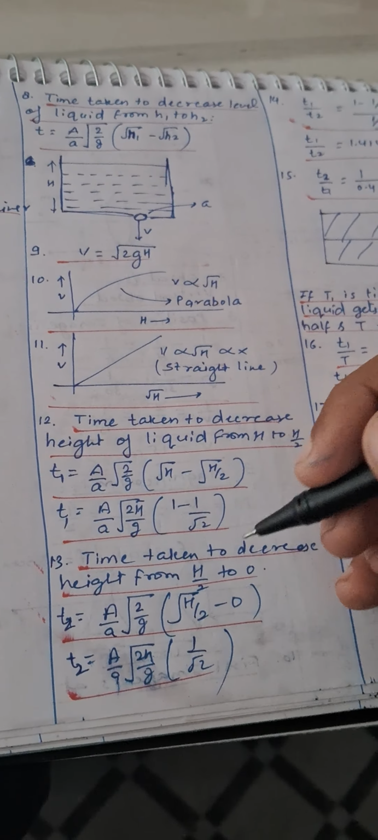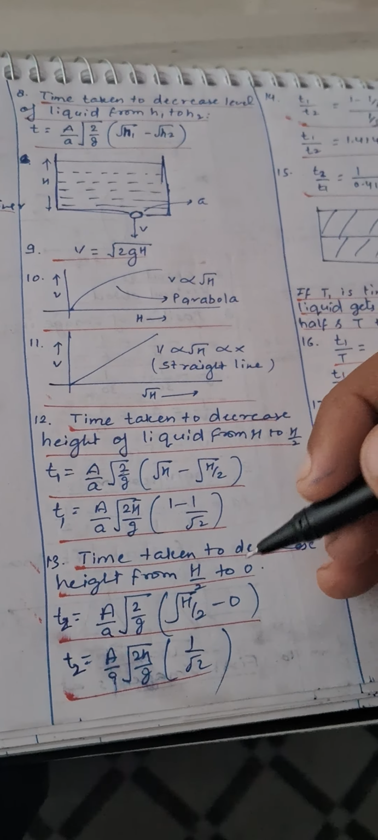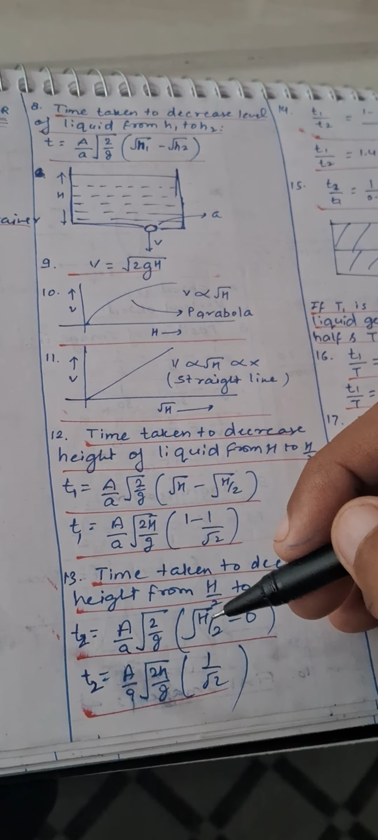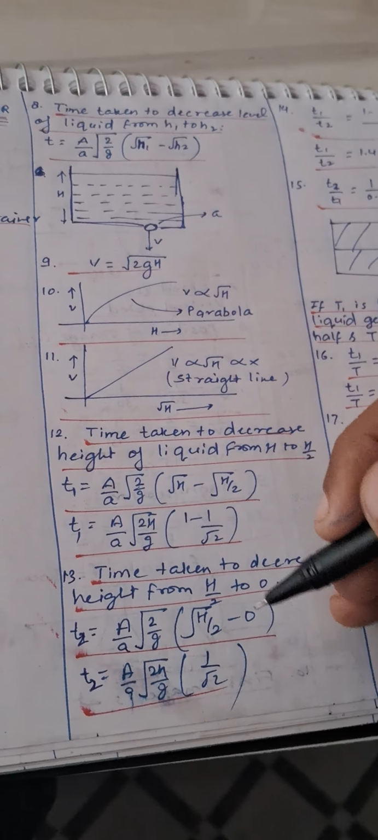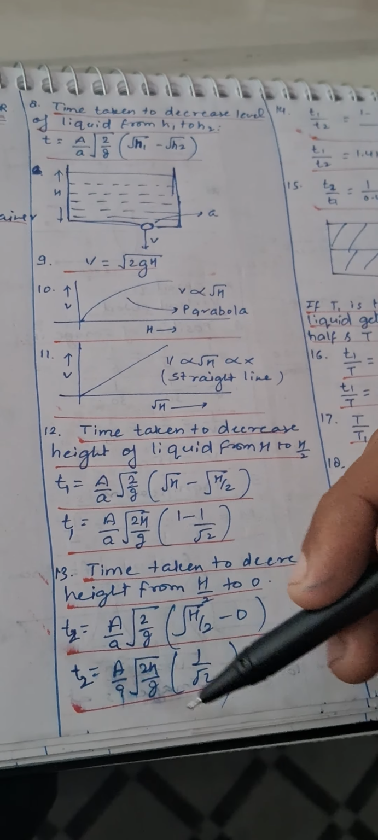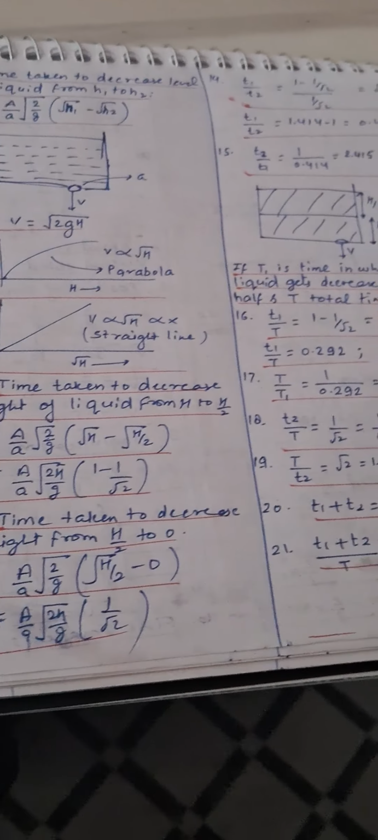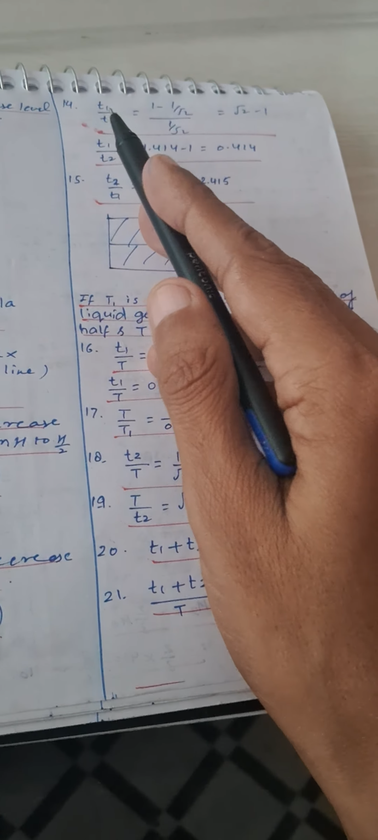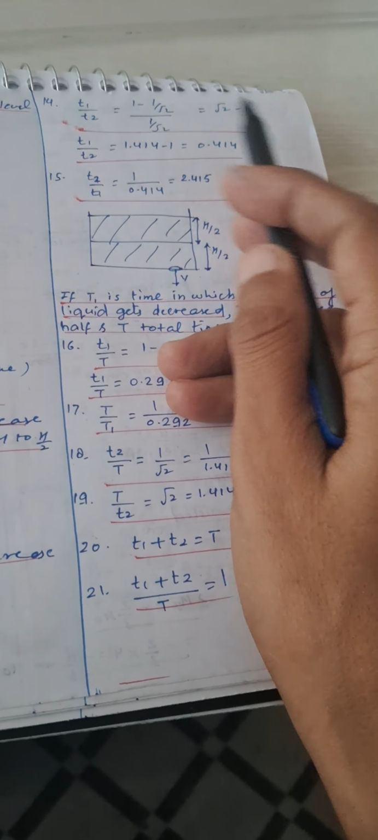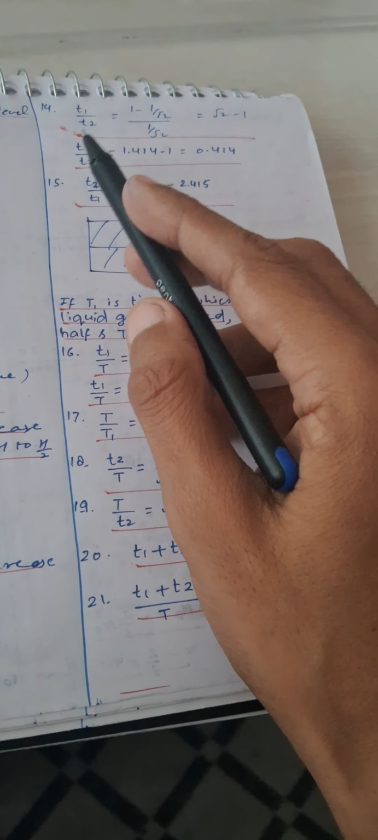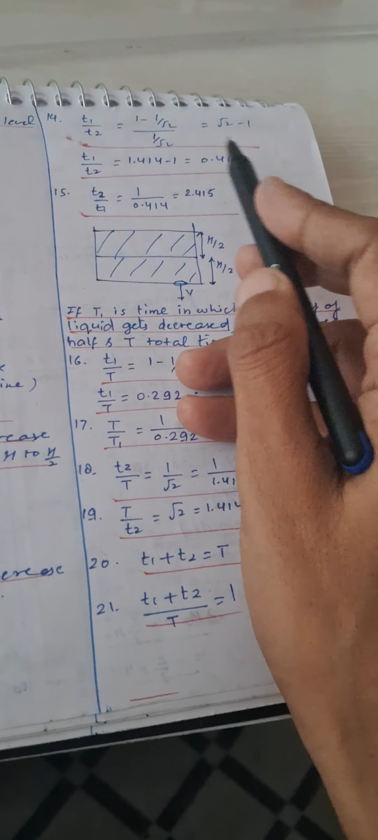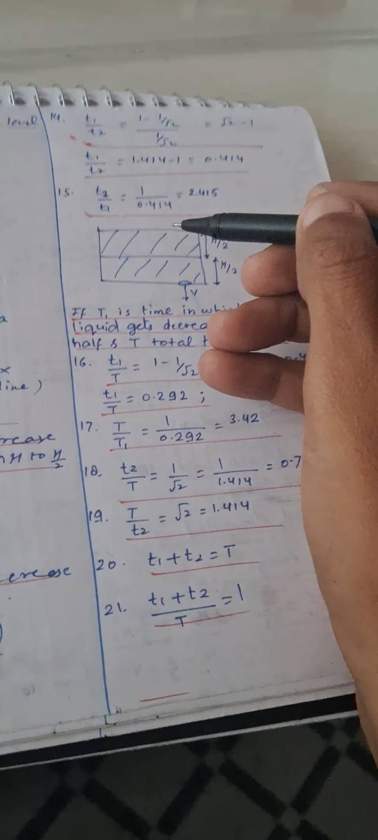Then we have time taken to decrease height from h by 2 to 0. So take h1 as h by 2 and h2 is equal to 0. We have t2 as A by a root 2h by g into 1 by root 2. Then if we calculate ratio of t1 by t2, it comes out to be root 2 minus 1. After simplification, it comes out to be 0.414.